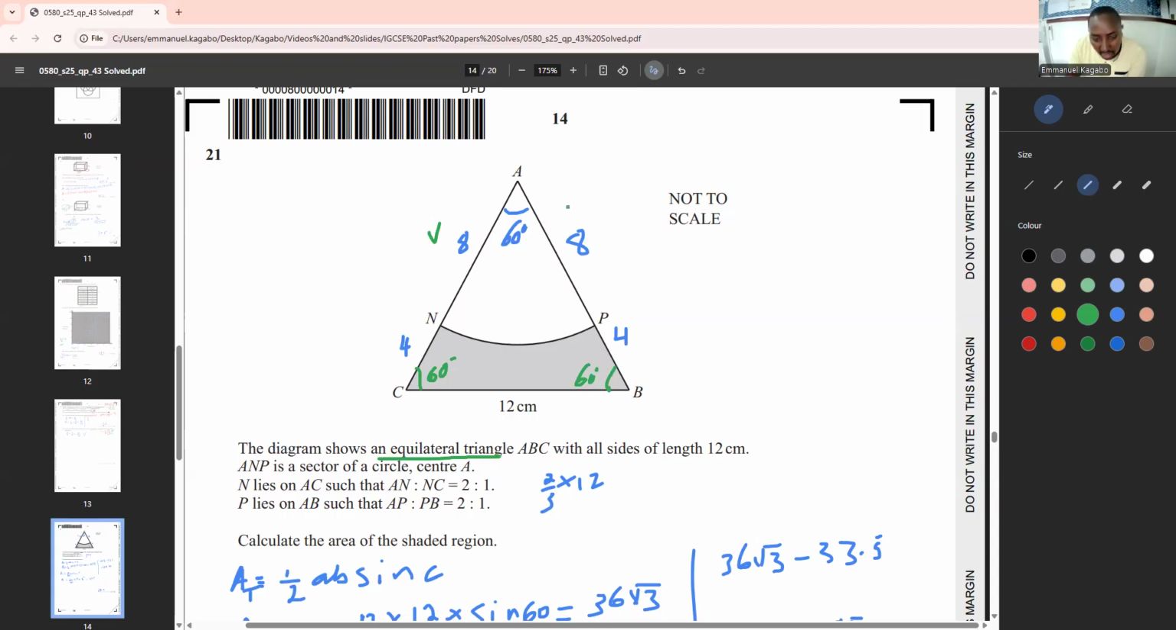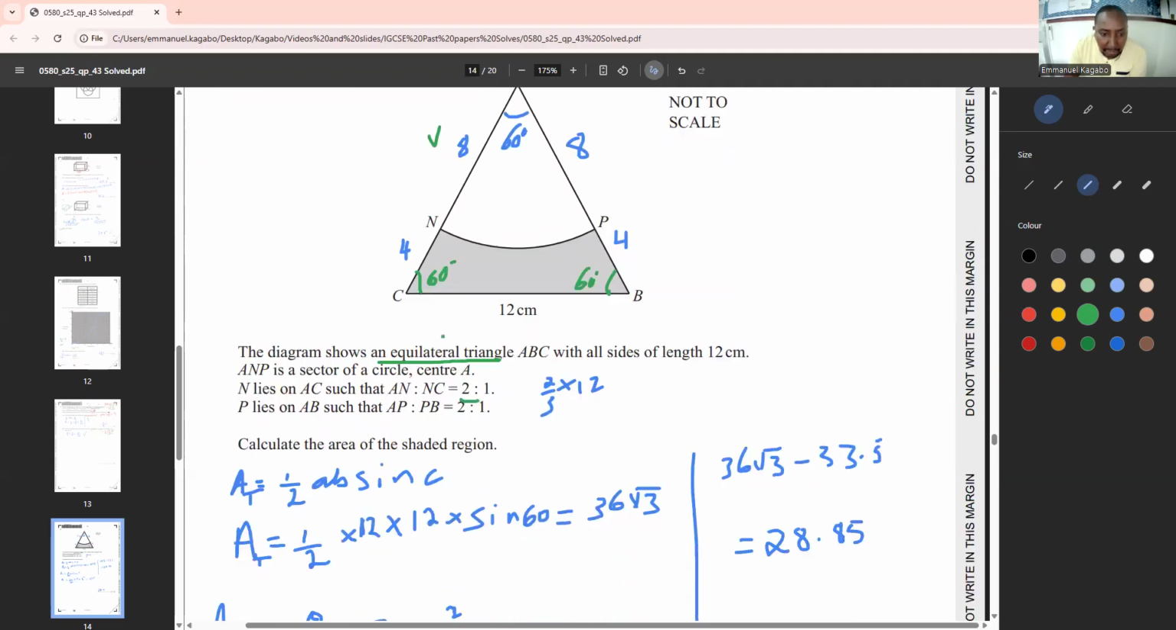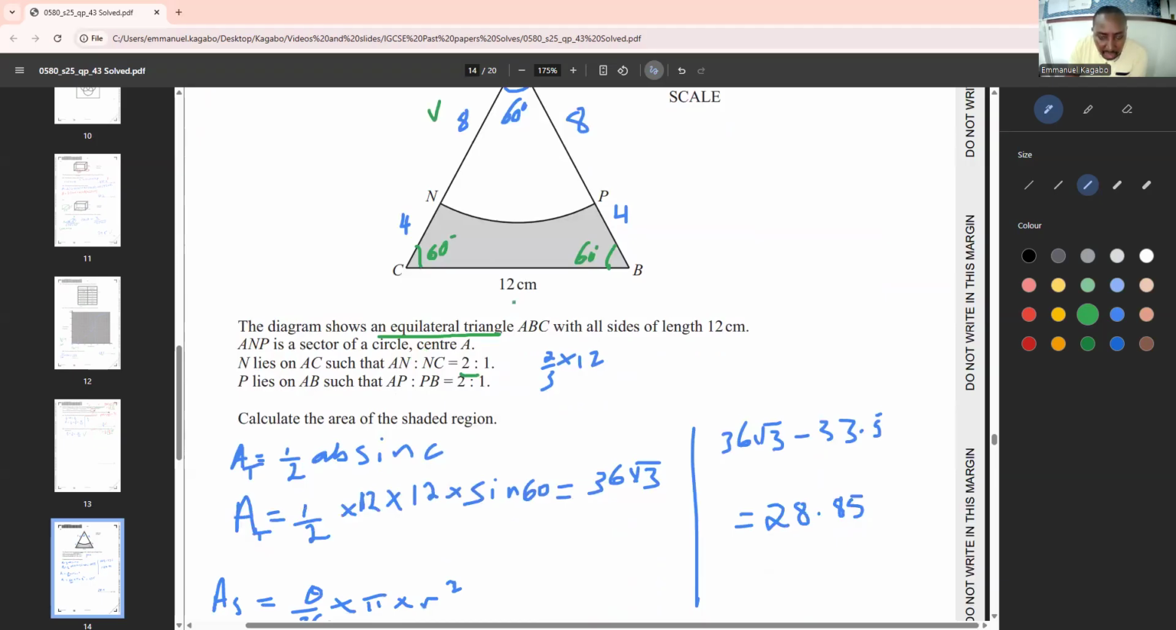Exactly the same thing here. I hope you have understood that. The total ratio, 2 plus 1, that. 2 divided by 3 times 12 gives me 8. The whole of this is 12. 12 minus 8 gives me 4. Okay. Calculate the area of the shaded part.